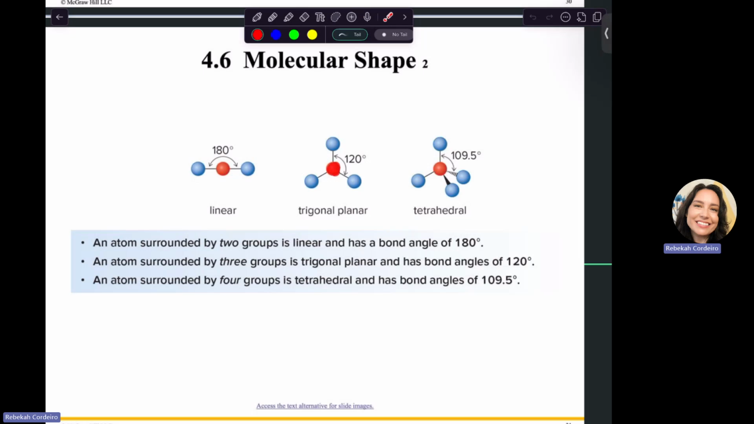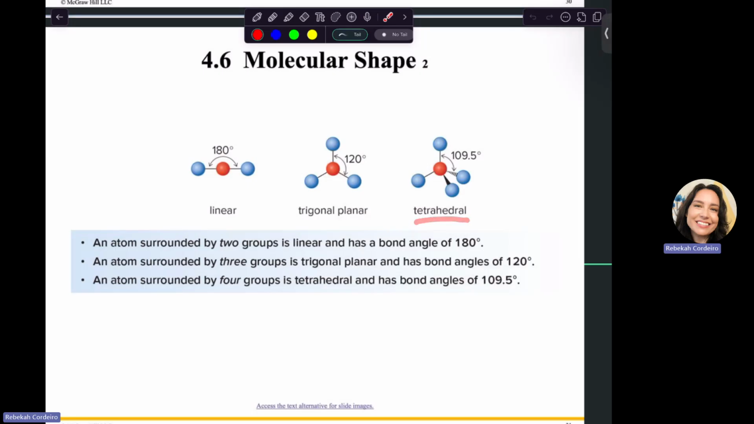If you have a center atom like this red one, and you have three electron groups around the center atom, let's say these are three bonds here in this shape, the farthest away they can get from each other is 120 degrees. So that's going to be trigonal planar. We say planar because this is flat on the plane. This would be like flat in the paper. Linear is also flat, so we could lay it out flat on the paper.